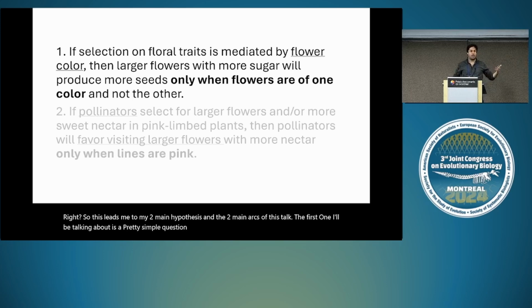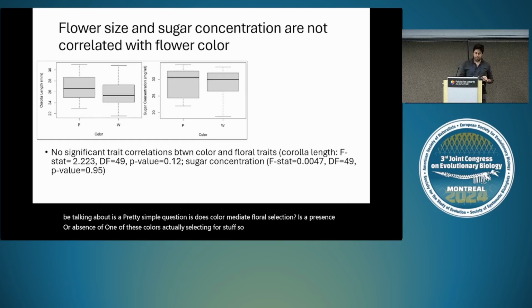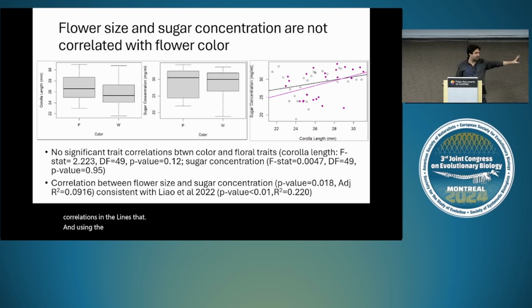Does color mediate floral selection? Is the presence or absence of one of these colors actually selecting for stuff? Before I jump into that, I'm going to let you know that, as a quick sanity check, we don't see any weird correlations in the lines that we happen to use in the field. Color, as we see on these bar graphs on the left, color, which is on the x-axis, is not significantly correlated with either flower size.